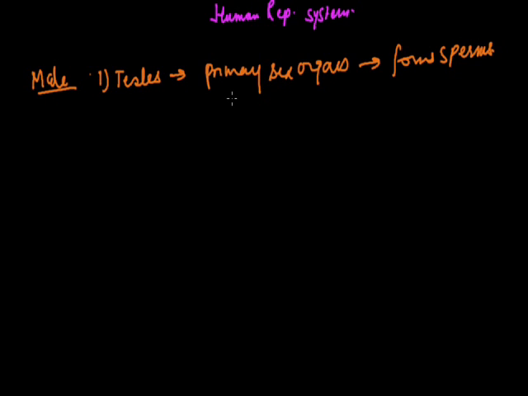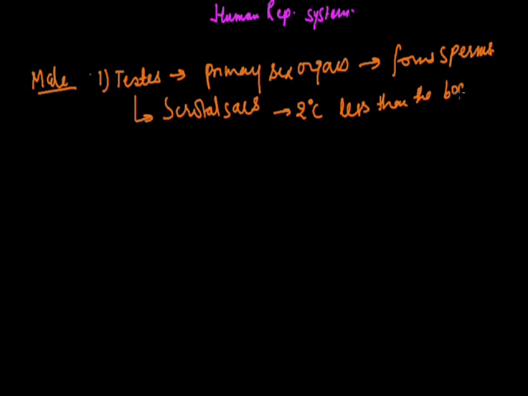Testes are present in thin-walled scrotal sacs where the temperature is 2 degrees less than the body temperature. Inside testes, seminiferous tubules are present which give rise to sperms. Millions of sperms are produced by the testes. Sperms are very small in size. Each has a head, middle piece and tail. Sperm is a single cell structure. So testes are meant for producing what? They produce sperms which are single celled.